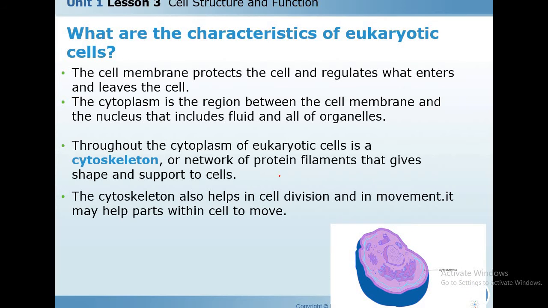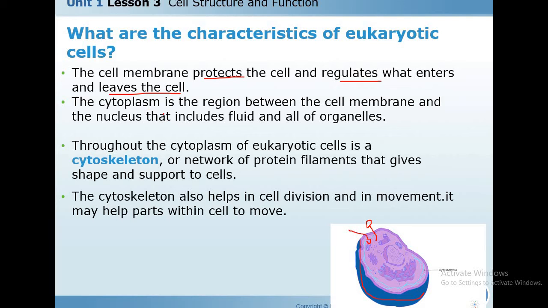The cell membrane, this outer layer, the blue one, protects the cell. It is present in both animal cells and plant cells. It protects the cell and regulates what enters and leaves the cell. So the function of the cell membrane is to regulate what gets into the cell and what gets out.